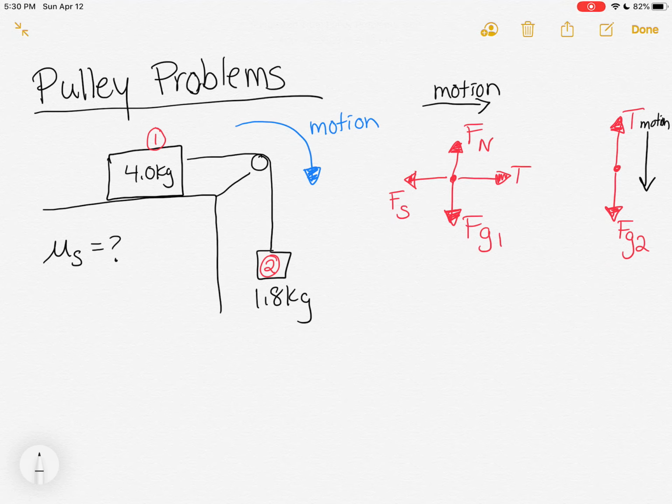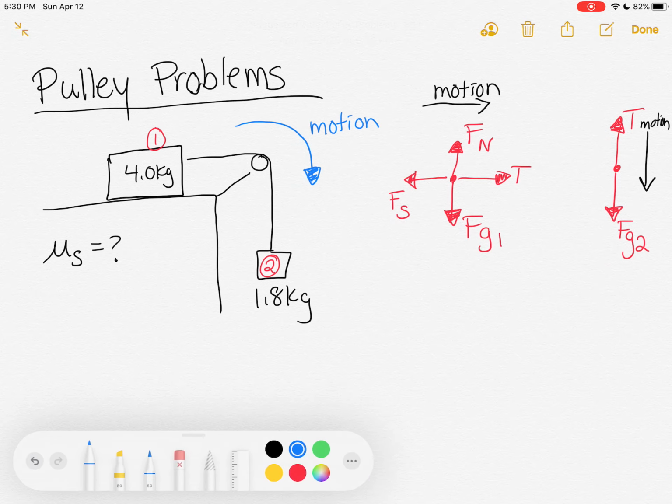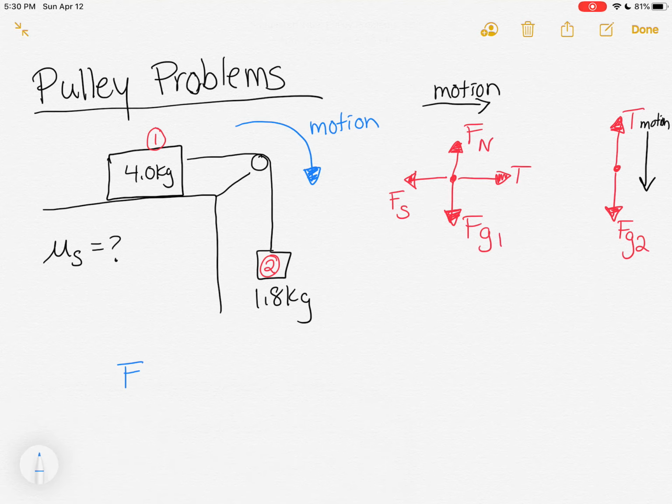goes on the x-axis of block number 1 that's on the table, and then it continues onto the y-axis of block number 2, those are all happening on the same axes. They are a continuation of each other. And so we can actually do our net force on what we would call that x-axis. Okay, so we're going to have our F net x.